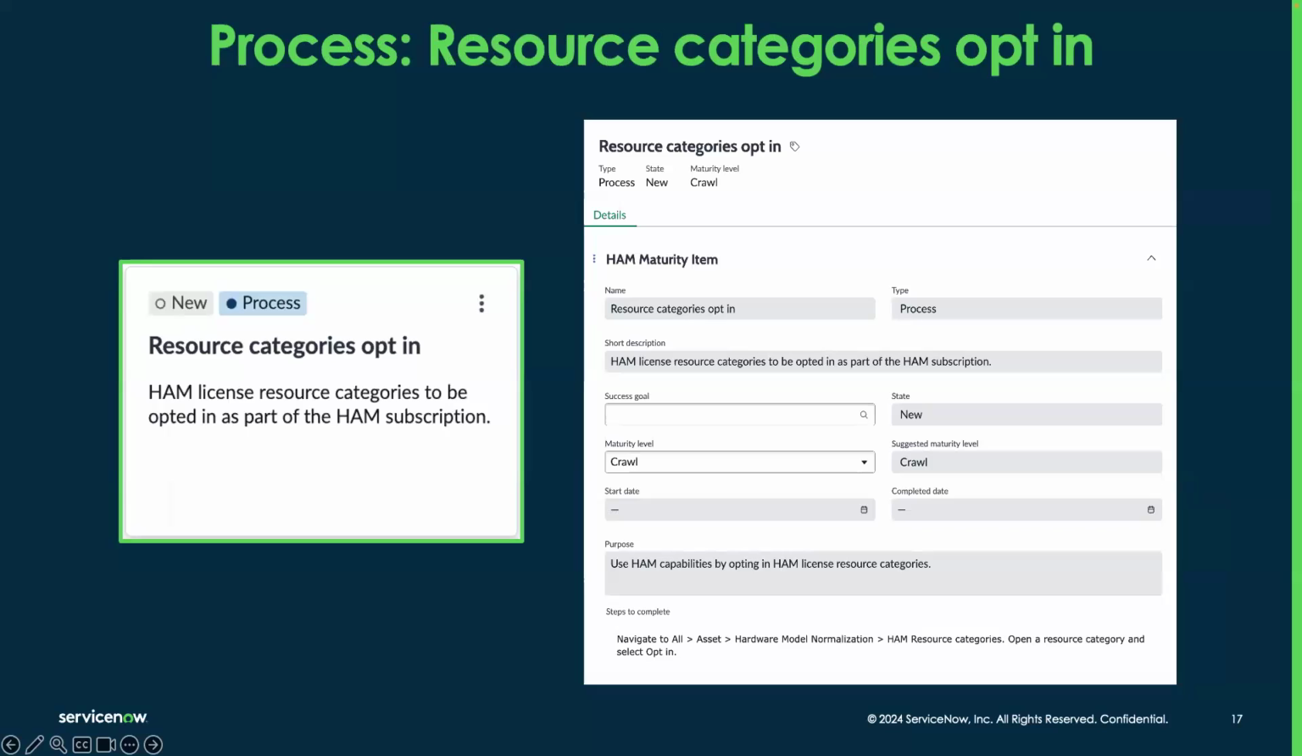The next maturity item is going to be the HAM resource categories opt-in. Now, this is important to opt into the asset management licensing resource categories that are included in your subscription. So you have the flexibility to select and purchase only the resource categories that you're going to use, and then you can opt out of the other ones. That allows you to cut some costs if you're not managing those assets. So you want to make sure you opt into the ones that you are using.